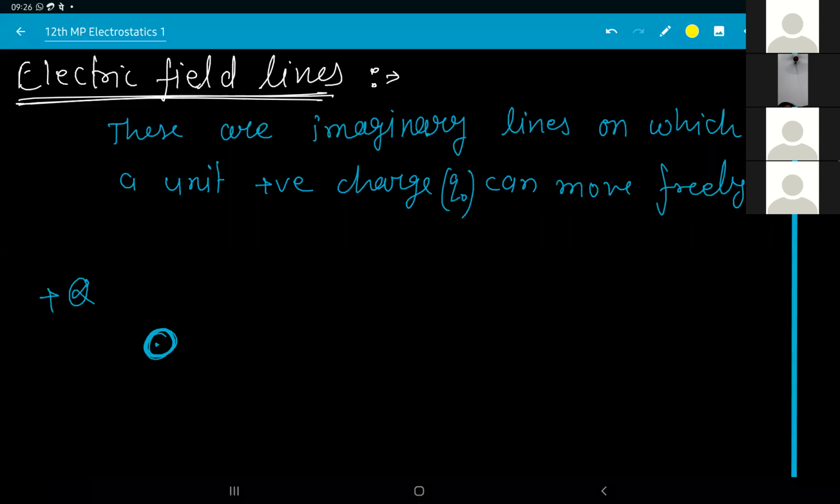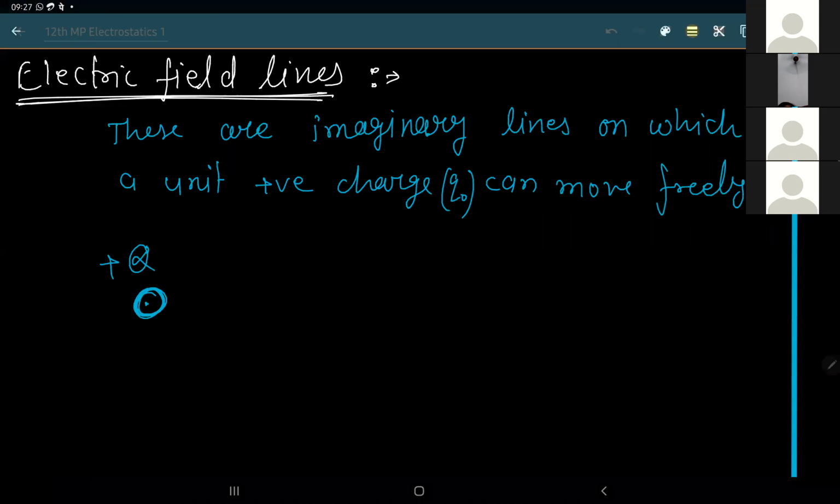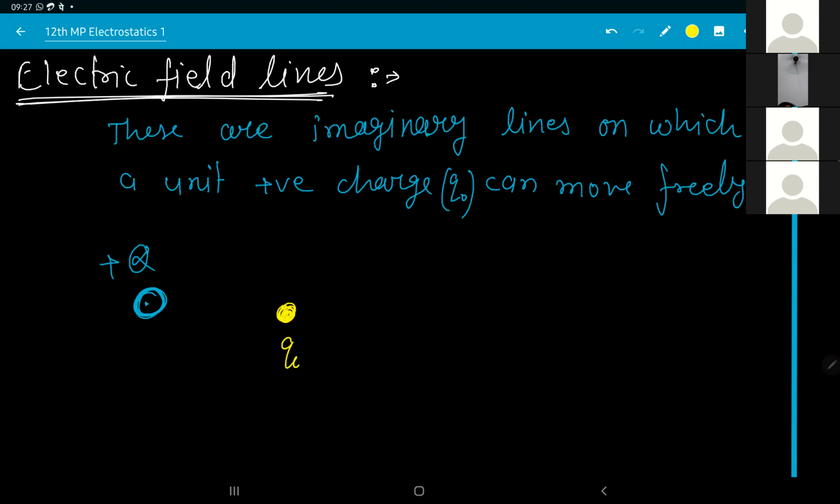So to find the direction of force, we need to put a unit positive charge. And the direction of force is that direction on which the unit charge can move, and that is the path of the unit positive charge, and that is called the electric field line. That means the line is the path on which a unit positive charge can move freely. Suppose here we have a unit positive charge Q naught. I'm showing you the direction.